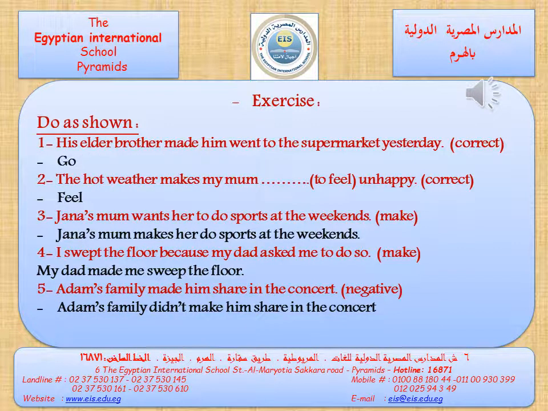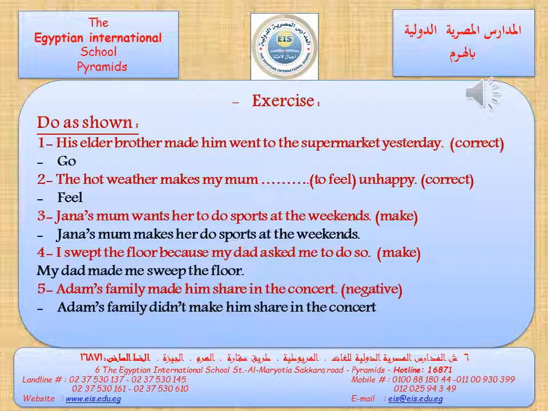My dear students, after we discussed the form and the usage of causative, let's answer some questions. In this exercise, we have 5 points into a shown question. Point number 1, his elder brother made him went to the supermarket yesterday. I hear you saying that there is something wrong here in this sentence. Let's read it again. His elder brother made him went to the supermarket yesterday.